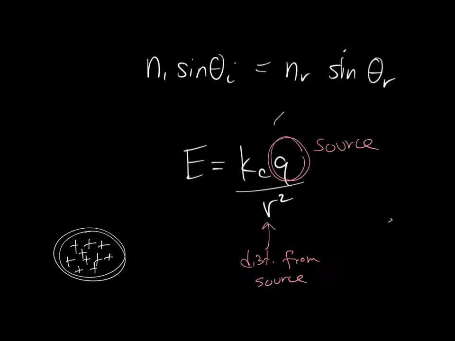Now, if I were to draw field lines around this, take a look at what I'm pointing to right here, please. If I were to draw field lines around a positive source, would the field lines go out or would they go in? Out. Why?